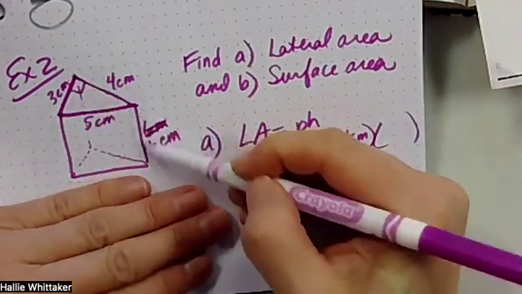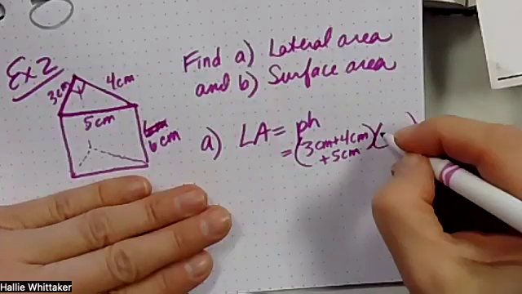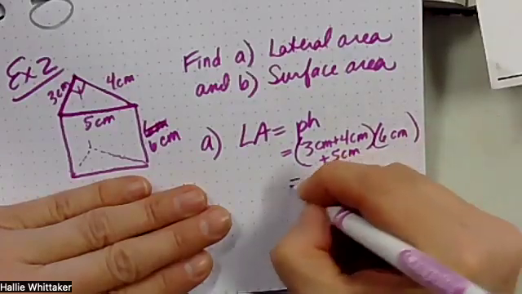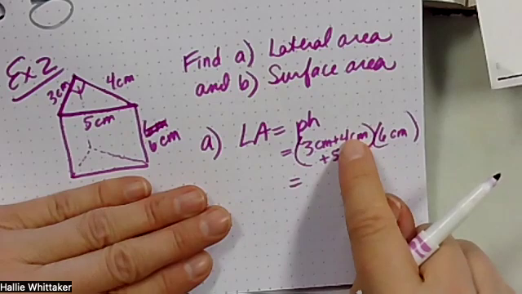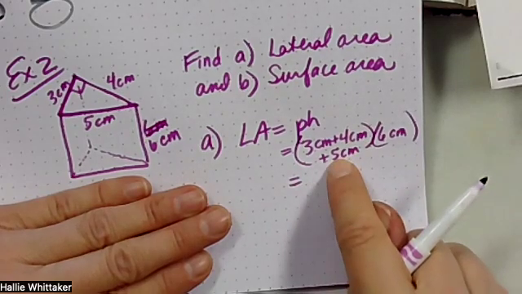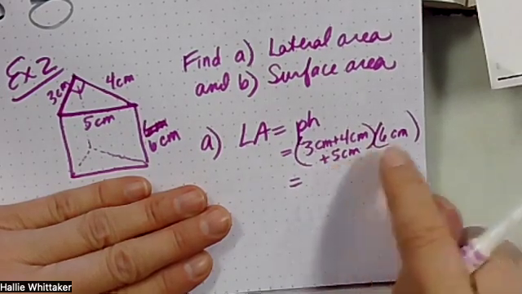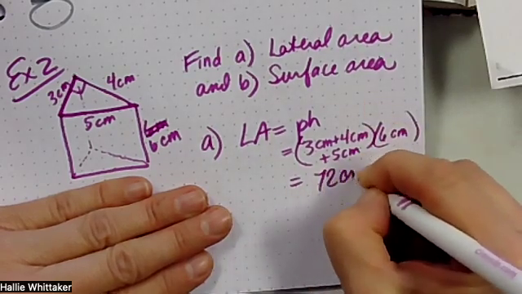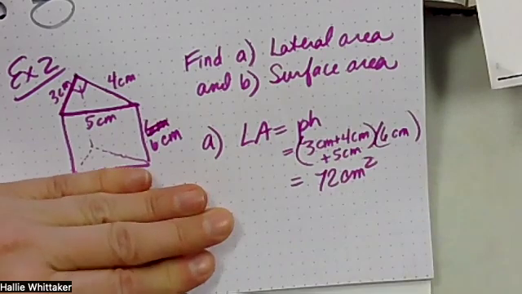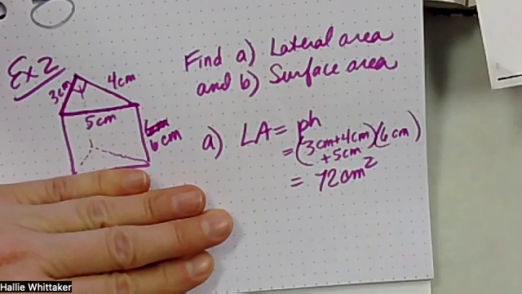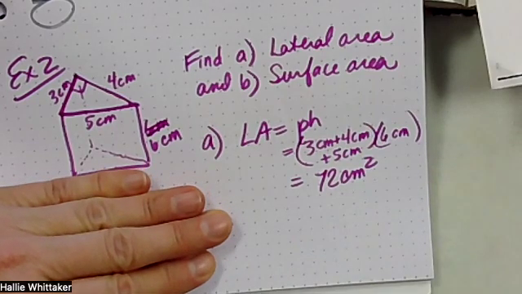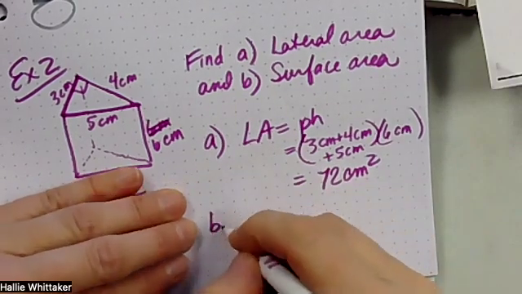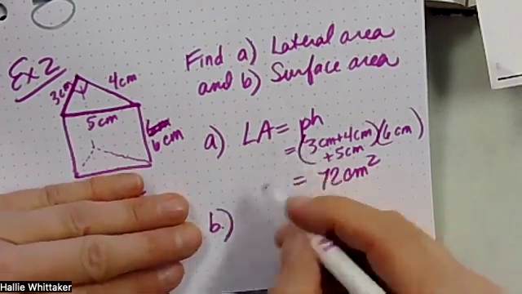Now, what's the height? 6. Okay, crew, let's figure that out. 3 plus 4 is 7. 7 plus 5 is 12. 12 times 6 is 72 centimeters squared. Did y'all get that part? Good on how we did that? Okay. Tell me if you're not, I will try again.